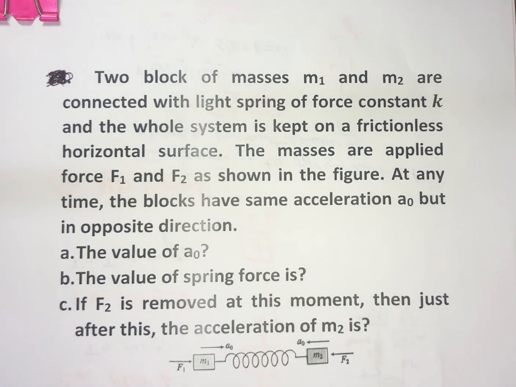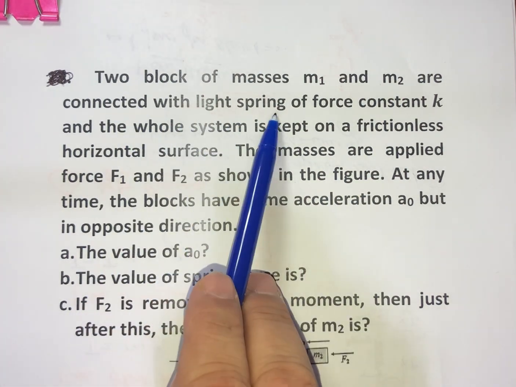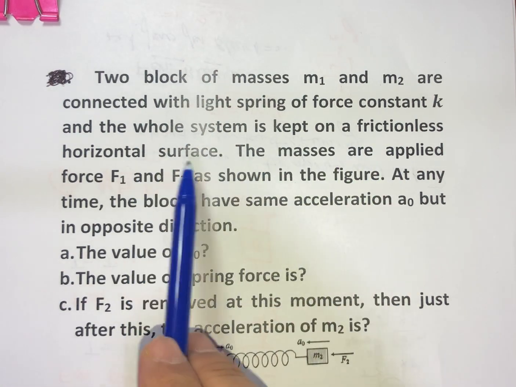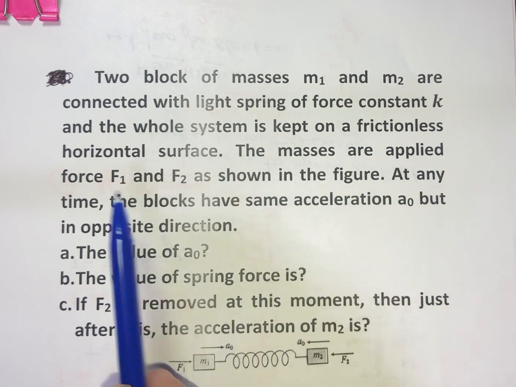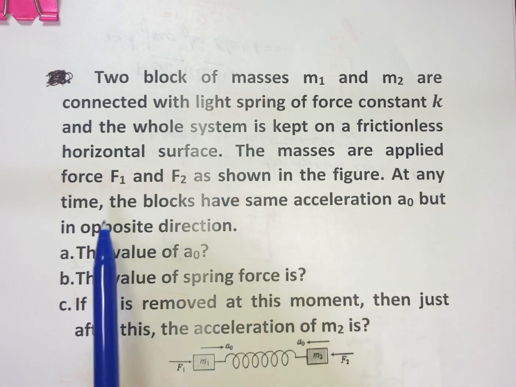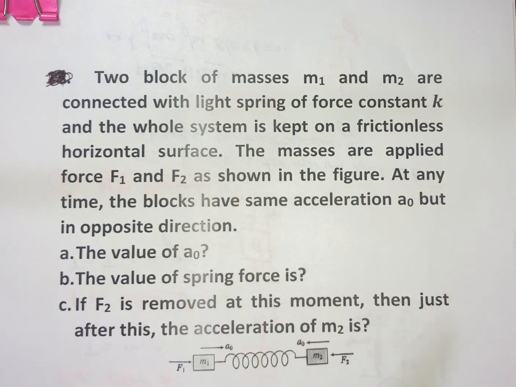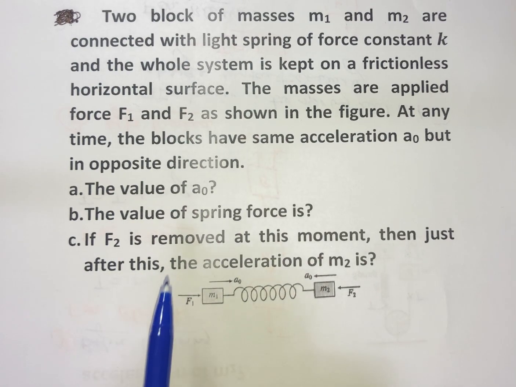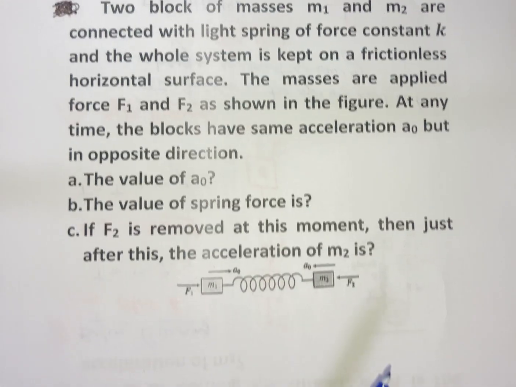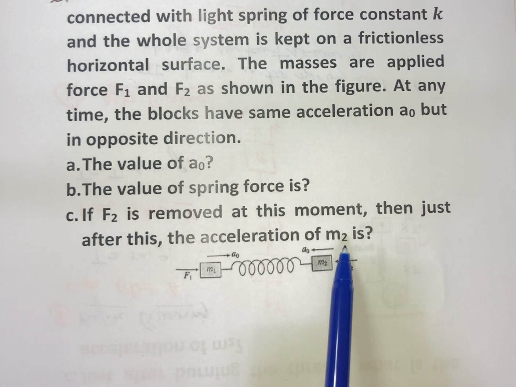Hello friends, today's question. Two blocks of masses m1 and m2 are connected with a light spring of force constant k and the whole system is kept on a frictionless horizontal surface. The masses are applied forces F1 and F2 as shown in the figure. At any time the blocks have the same acceleration a0 but in opposite directions. So we are going to find out these three things: the value of a0, the value of the spring force, and the third is, if F2 is removed at this moment, then just after this the acceleration of m2.